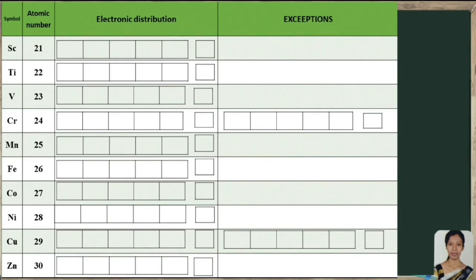If you want to write the electronic configuration, as I said before, you can see here scandium with the atomic number 21. If you fill the electronic configuration like this, 1s2, 2s2, 2p6, 3s2, 3p6, 4s2 and 3d1, this is the electronic configuration of scandium. So it will be too lengthy.